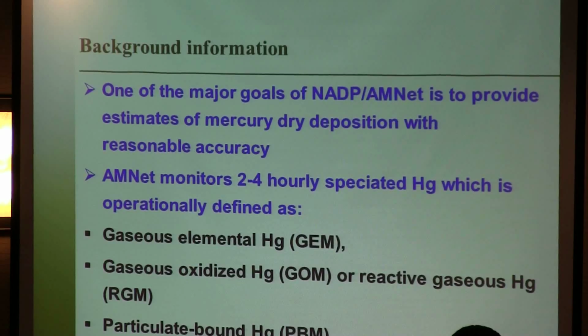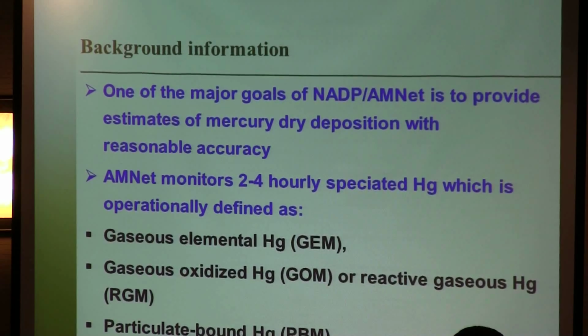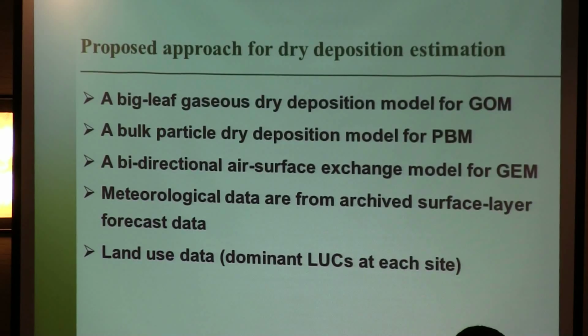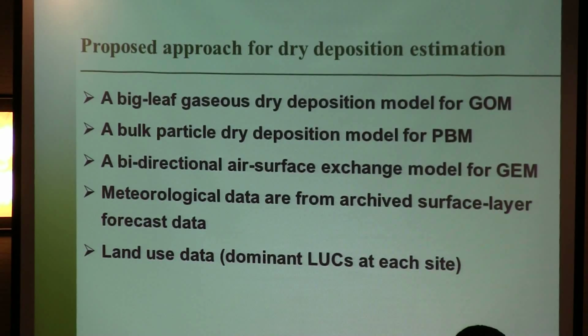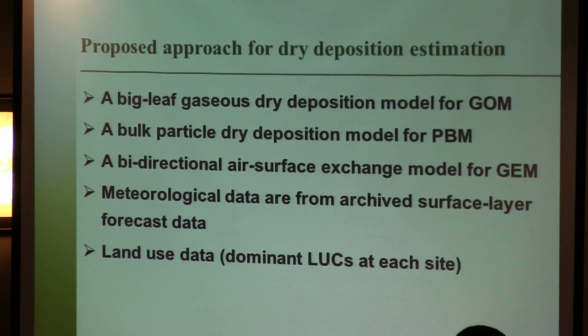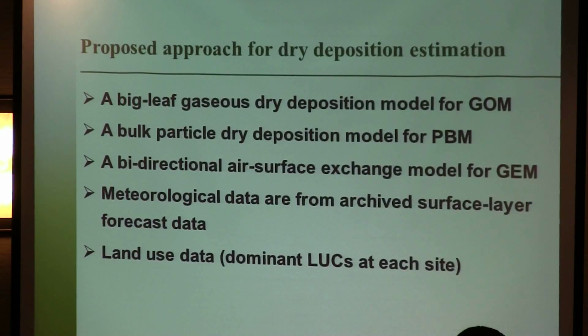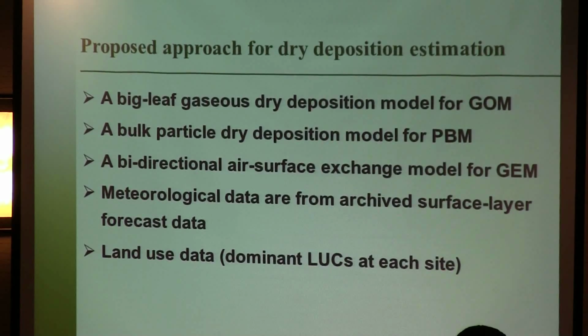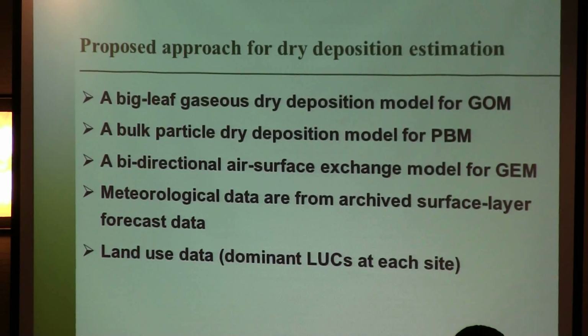Okay, I should go quick here. So Eminate has 2 4-hourly data. You know that. It has 3 forms. What I proposed are 3 different schemes for 3 forms of mercury species. The first one is the big leaf gaseous dry adaptation model for GOM, a bulk particle dry adaptation model for PBM, and a bidirectional surface exchange model for GM.